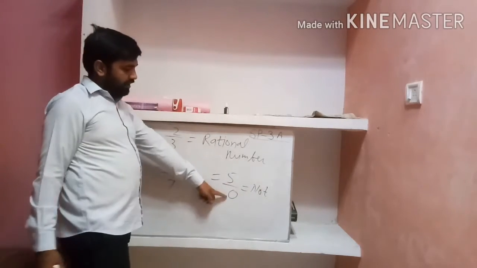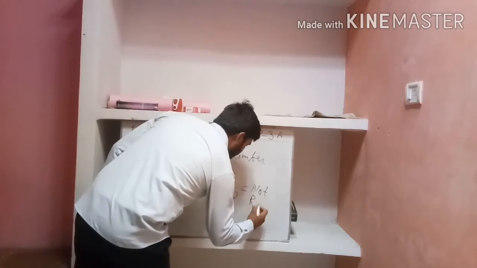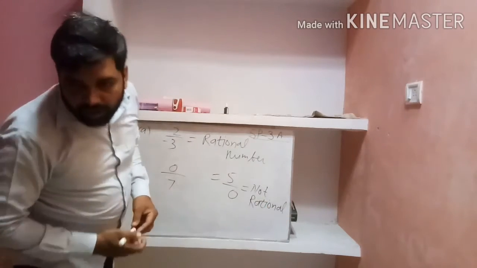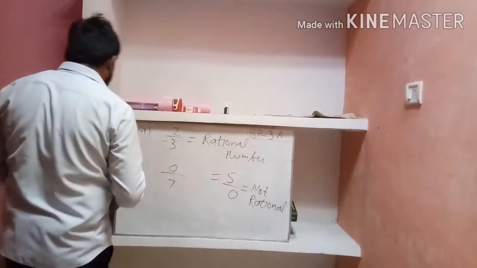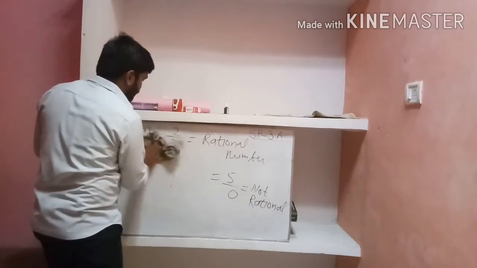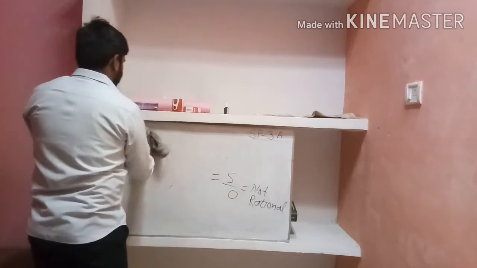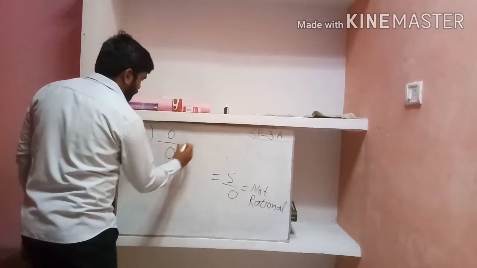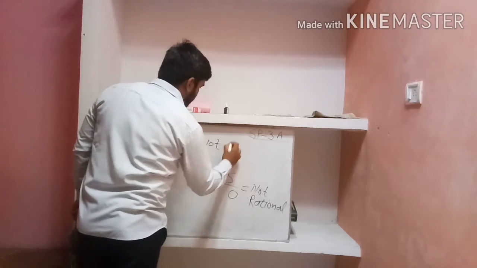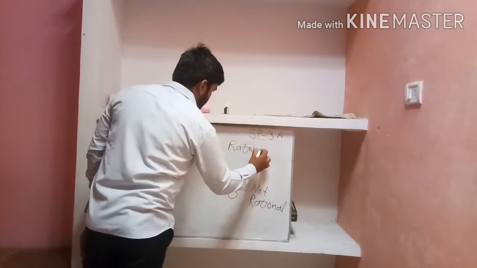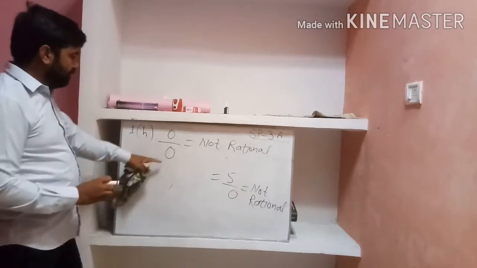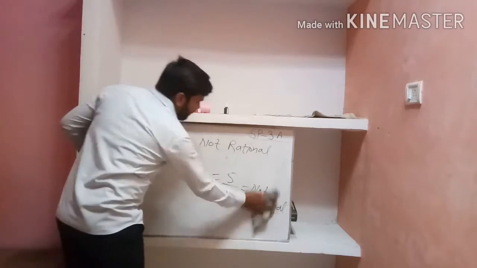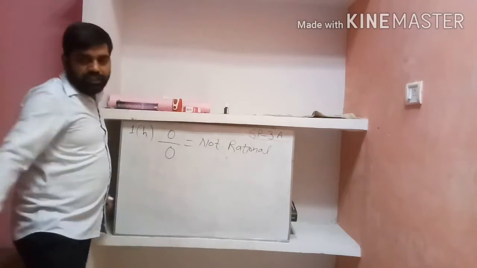5 by 0 is not rational because q equals 0. And the last, 1h, 0 by 0, is also not rational, because here also q is 0. If q is 0 in the form of p by q, then it is not rational. So we move to the next question.